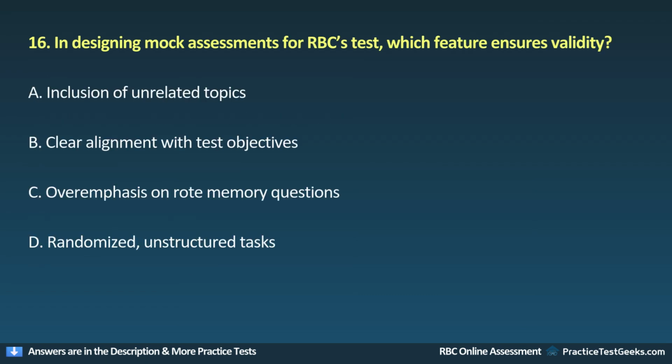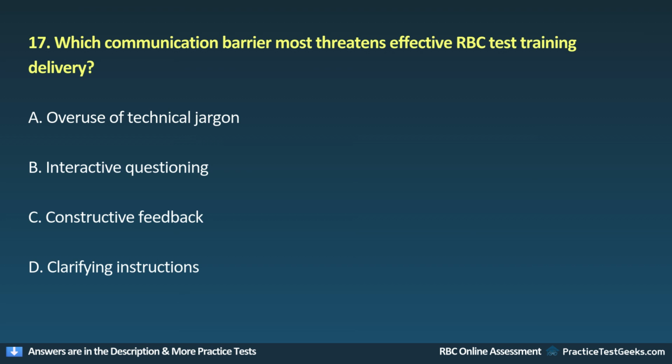16. In designing mock assessments for RBC's test, which feature ensures validity? A. Inclusion of unrelated topics. B. Clear alignment with test objectives. C. Overemphasis on rote memory questions. D. Randomized, unstructured tasks.